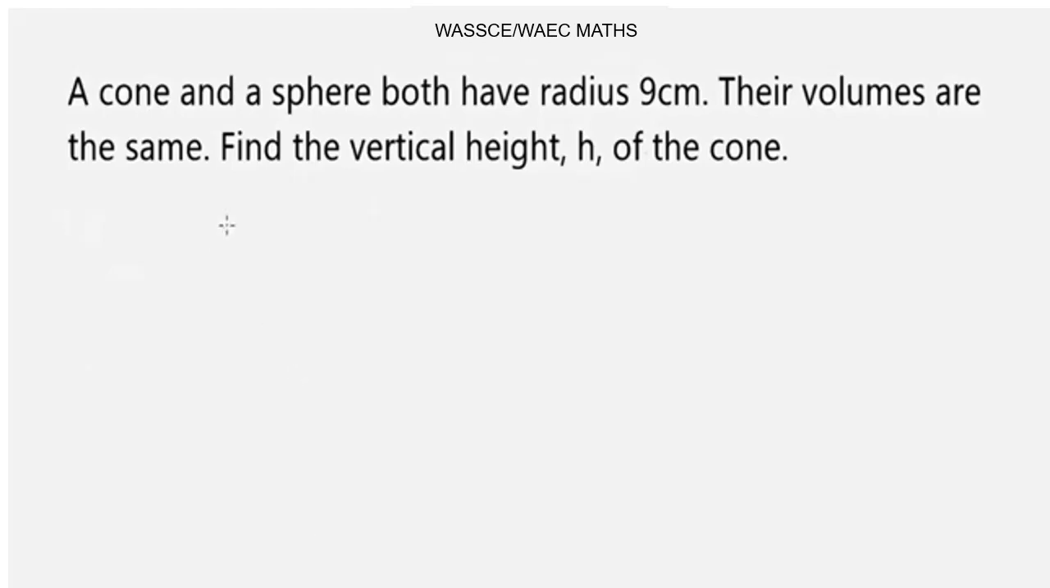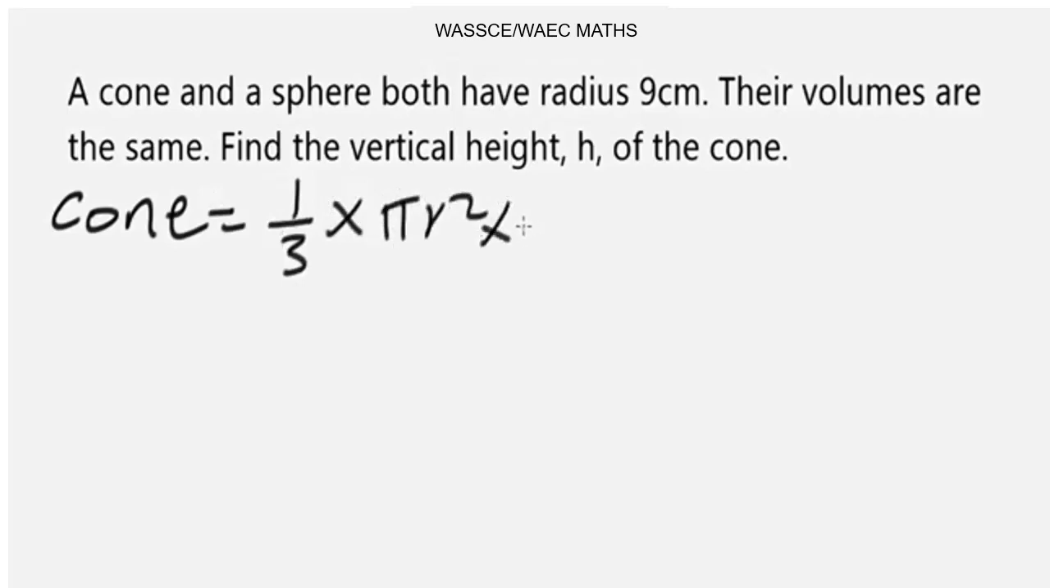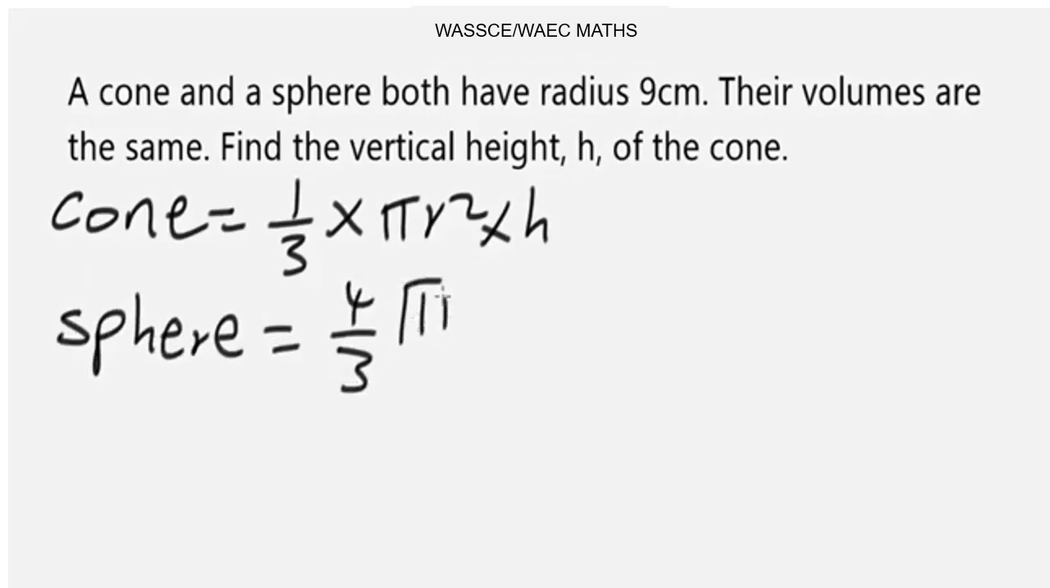Okay, let me give you a hint. Let me give you the respective formulas to help you to solve this fast. So the volume of a cone is 1/3 times pi r square times height. The volume of a sphere is 4/3 pi r cube. So attempt it, but we solve it together. Now let's solve it together.